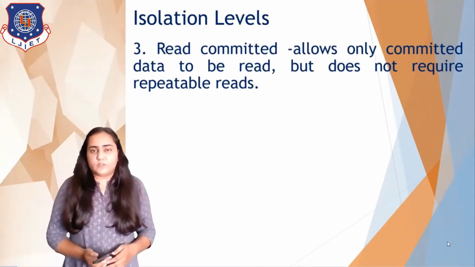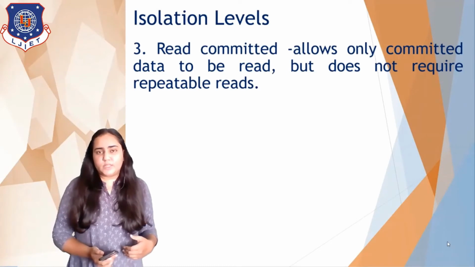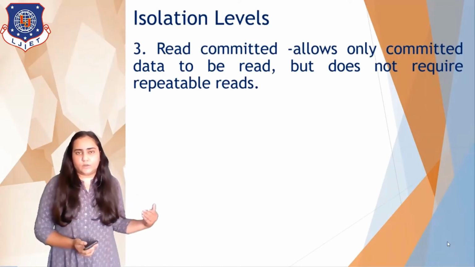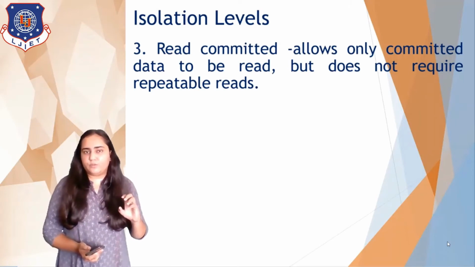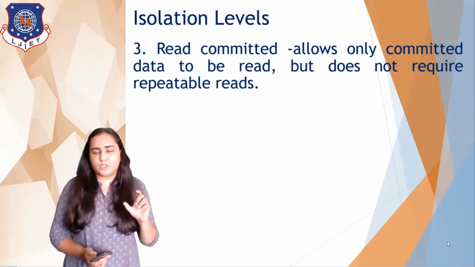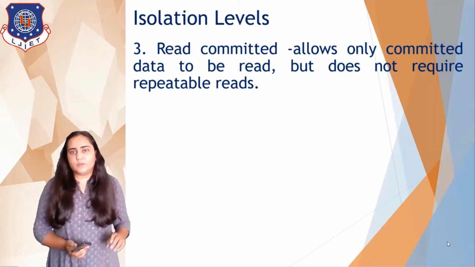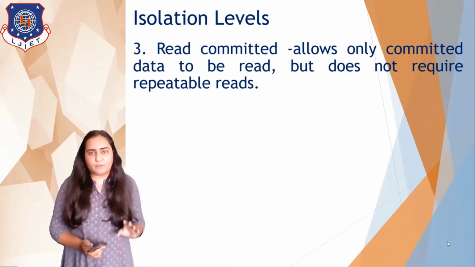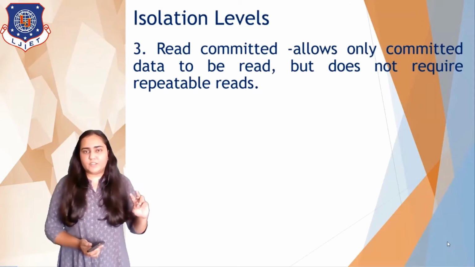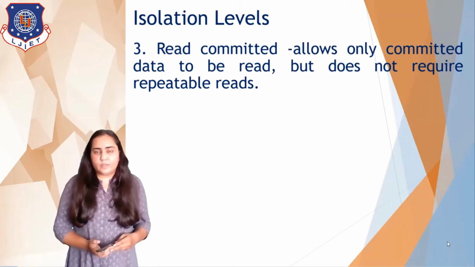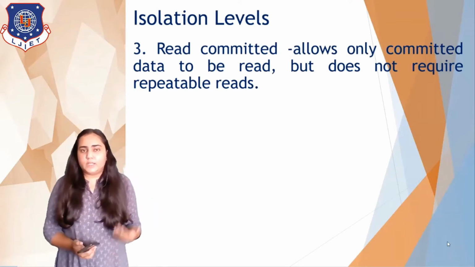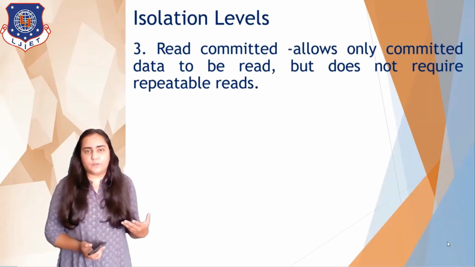The next level is known as read committed. Read committed level is very much like the repeatable read level that we saw just now, but the only difference is that the repeatable read condition is removed. So you can see here that all committed data can be read, but you do not require repeatable reads, which means between two reads of a data item, another transaction can change the data item. So once again, as we proceed, the isolation decreases and concurrency increases.